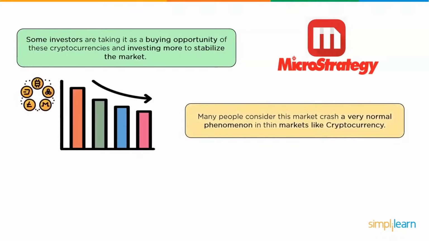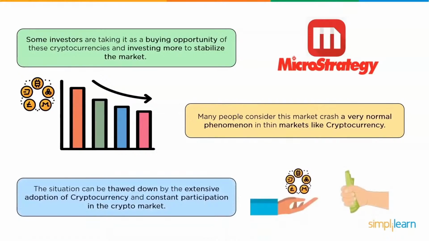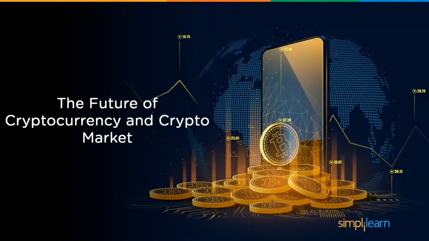Many people believe that what we witnessed in the last few days was the liquidation of the leveraged long positions followed by a panic sell-off, and is considered a very normal phenomenon in thin markets like cryptocurrency. They believe that this situation can be calmed down by extensive adoption of cryptocurrency and constant participation in the crypto market. Well, this whole scenario makes me question what the future of cryptocurrency and the crypto market holds.